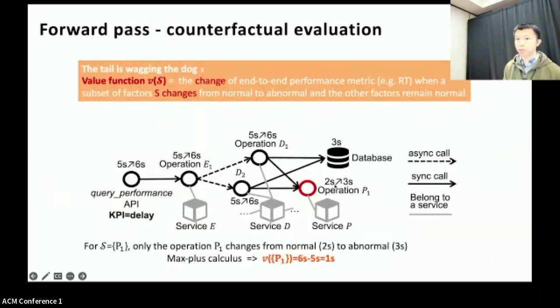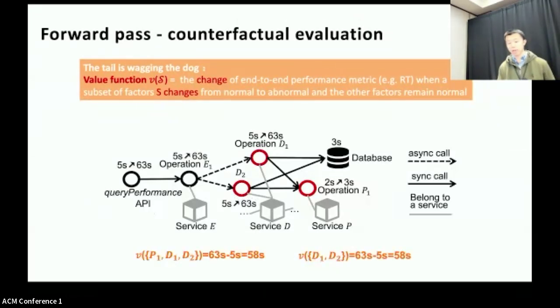So what is the what-if question? For example, what if we increase the delay of the operation P1 from 2 seconds to 3 seconds, on the end-to-end performance metric? And with our max-plus calculus, we can answer, oh, the end-to-end performance metric will increase from 5 seconds to 6 seconds. And we define such a value function to be the change of the end-to-end performance metric when we change a subset of factors. Just imagine the tail is wagging the dog, where the tail is the subset of abnormal factors, and the dog here is the end-to-end performance metric.